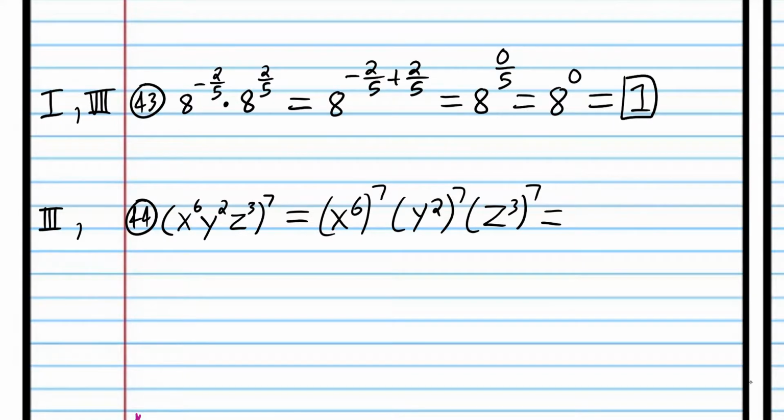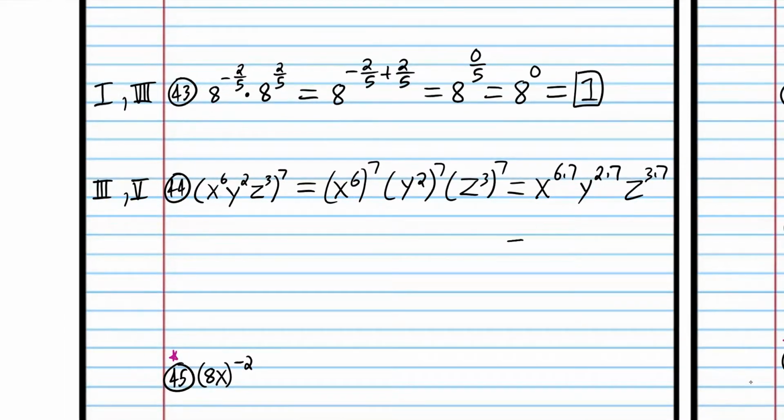Now we have to use rule number 5. And we get x to the 6 times 7 times y to the 2 times 7 times z to the 3 times 7. And then we just end up with x to the 42nd power times y to the 14th power times z to the 21st power. There you go.